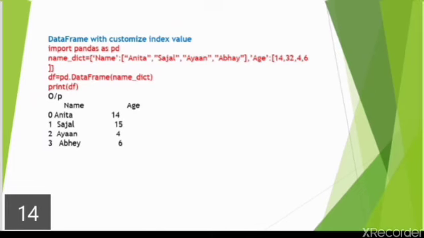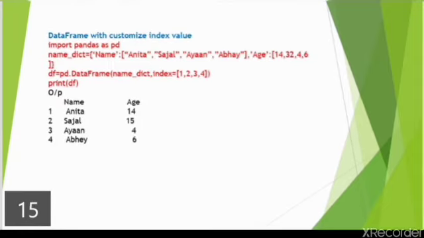Another one is data frame with customized index value. Here import pandas as pd I am using now. Same values I have taken here, Anita, Sajal, same things, okay, but directly I have called print df here. So here the index is customized. See, in the previous output the index and name were both combined, but here index is separated, name is separated and age is separated.